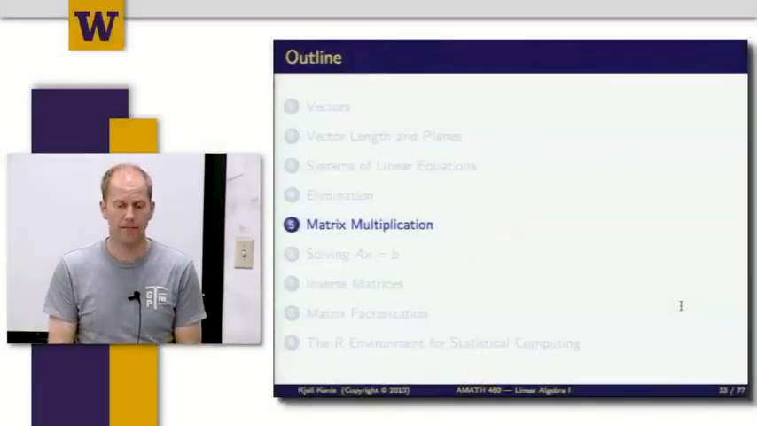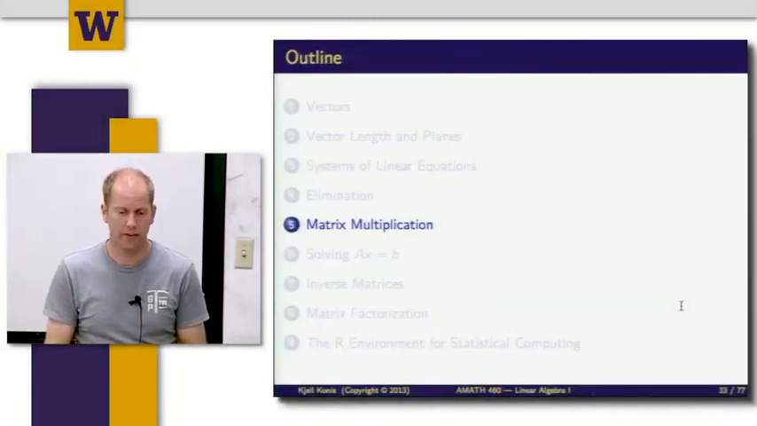Topic 5 is matrix multiplication. So I think we're developing some idea of what it means to multiply a vector by a matrix, and now we'll just look at how we can extend that idea to multiplying two matrices together.